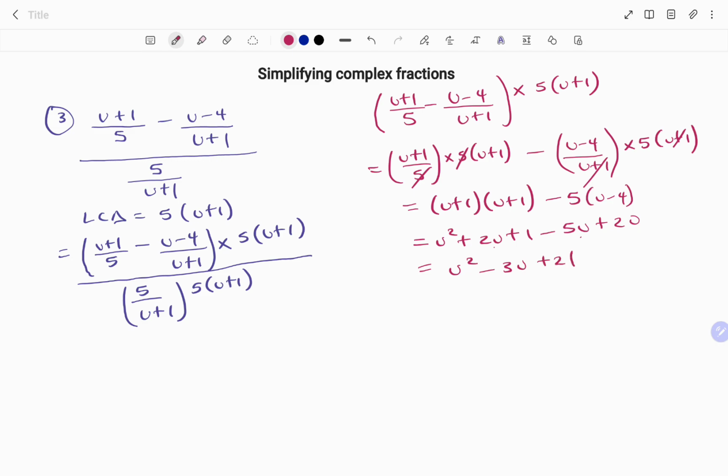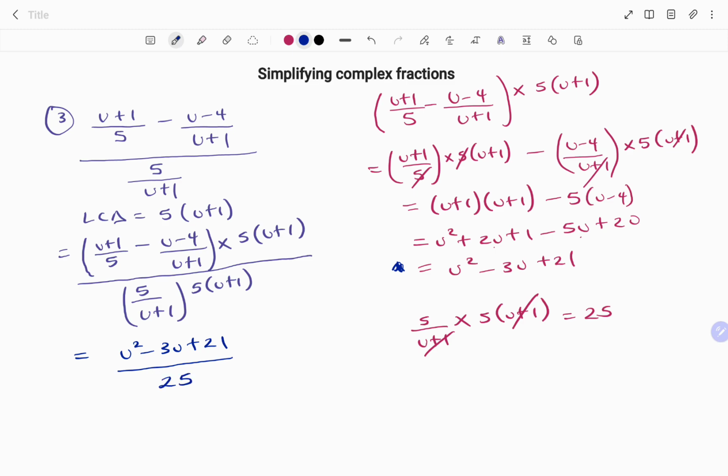For the denominator, I have 5 over u plus 1 multiplying 5(u plus 1). The u plus 1 cancels, that will give me 25. So substituting back, I'm going to have for the numerator u squared minus 3u plus 21, which is what I got here, all over, for my denominator, 25.